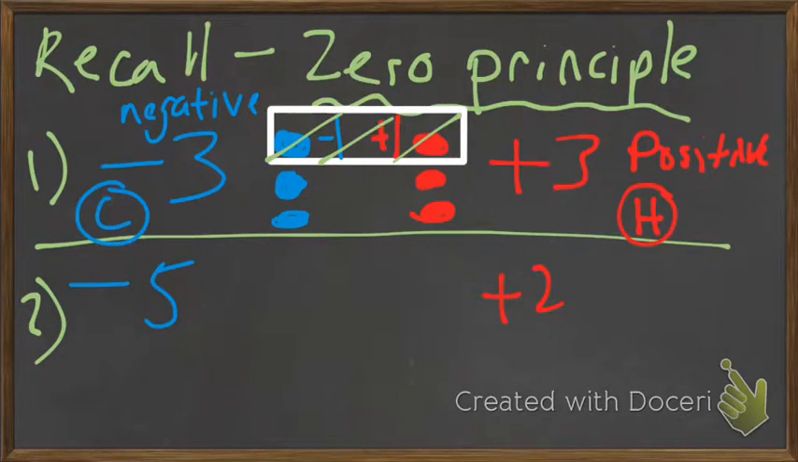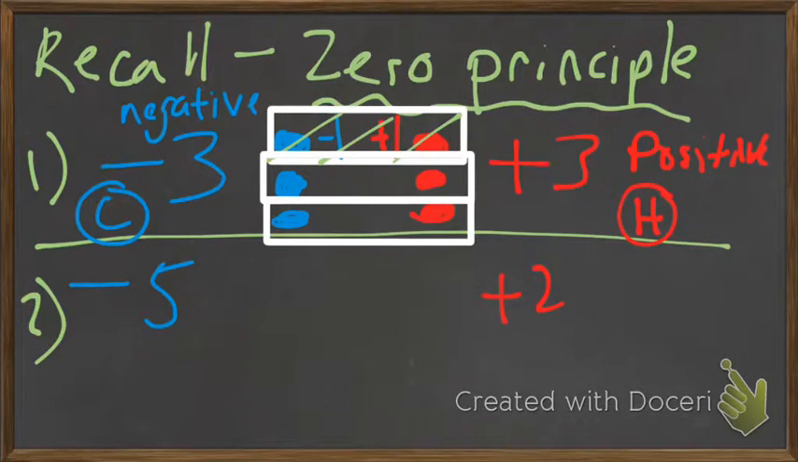Now I've got 2 more. Here's another red and another blue, and another red and another blue. And they're both positive and negative 1 as well. So when we take away all these counters, we have 0. So negative 3 plus positive 3 equals 0.